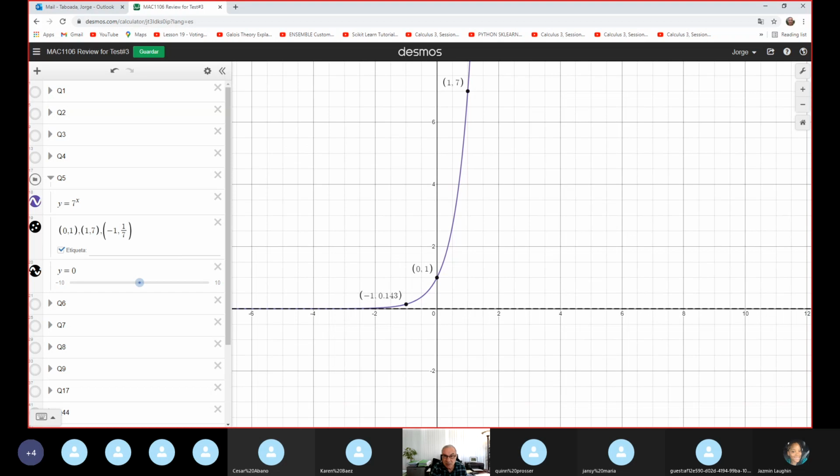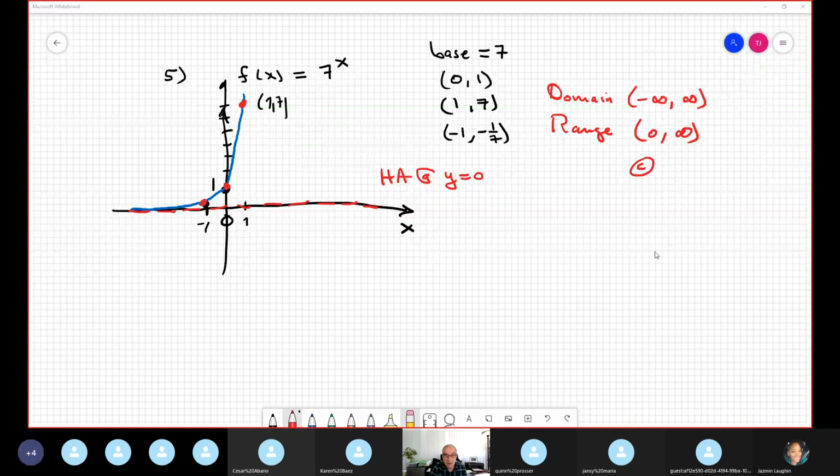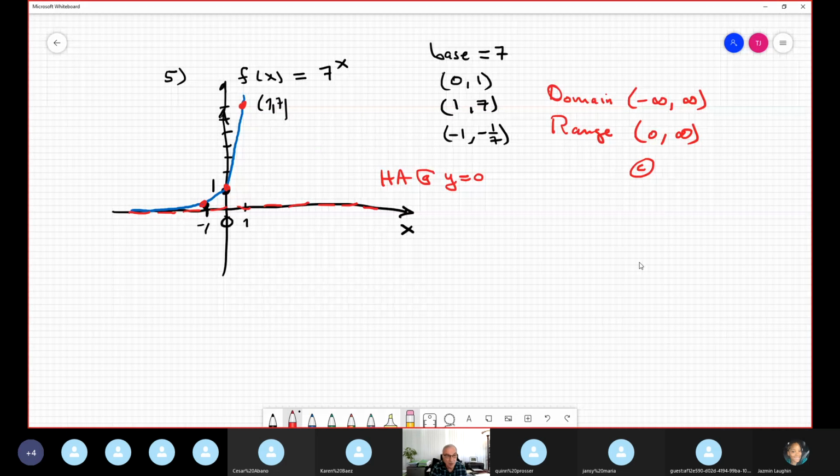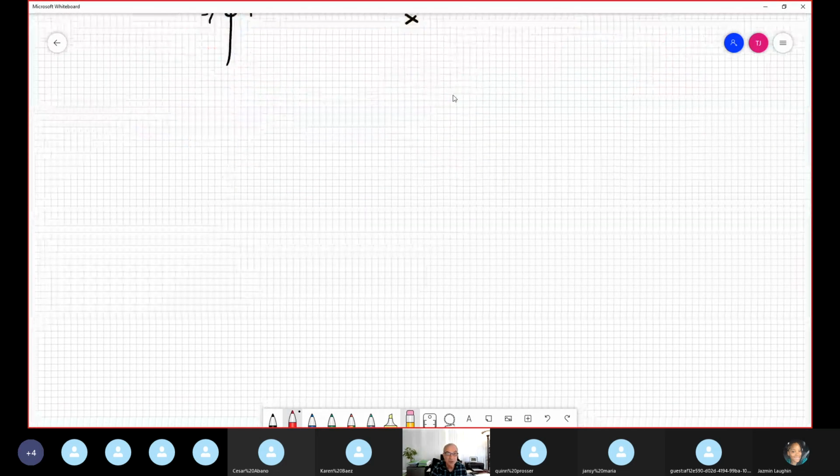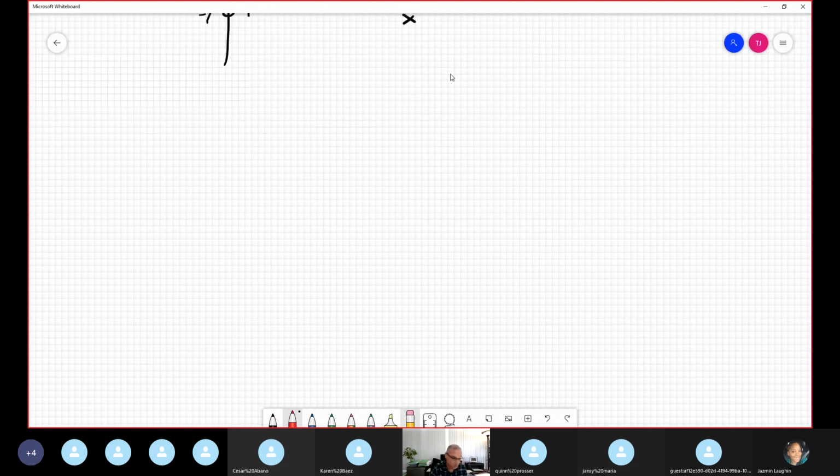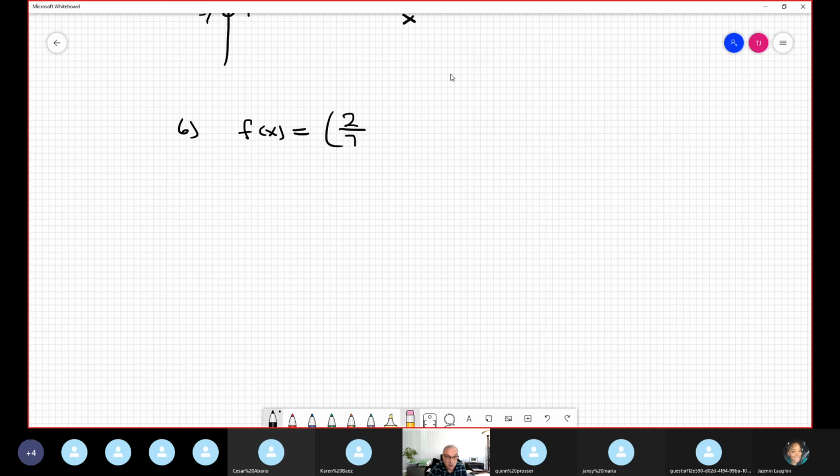Again, we come back to the whiteboard. Okay, so no problem with the graph of the exponential. Let's do another graph of the exponential, number 6. Number 6 is a little bit different because this exponential is not exponential growth. It's exponential decay. How do you know?